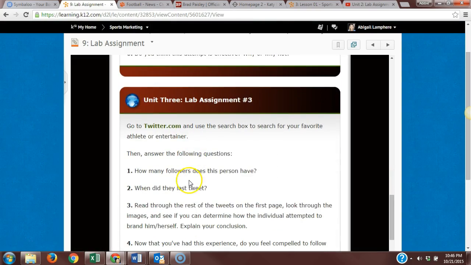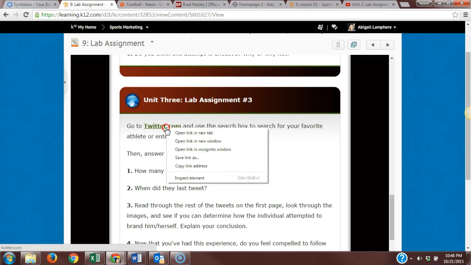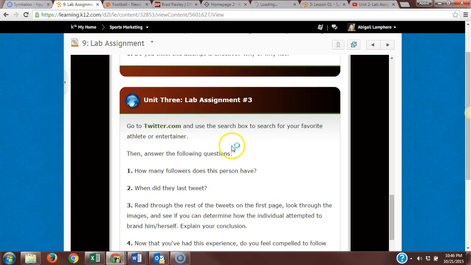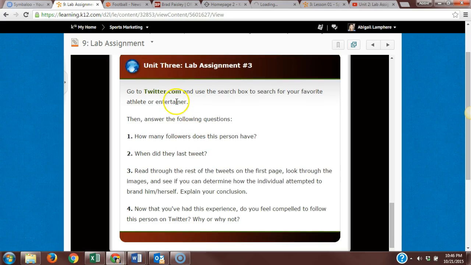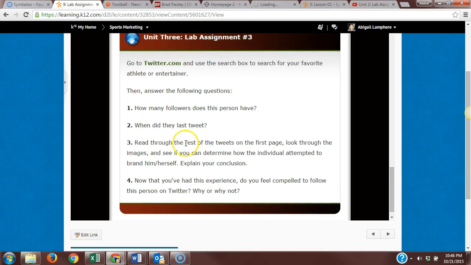Okay, then for lab assignment 3, you are to go to Twitter and use the search box to do a search for your favorite athlete or entertainer. And you do not need a Twitter account in order to complete this assignment, but you do have to go to twitter.com and you're going to do a search for your favorite athlete or entertainer, and then answer the following questions.